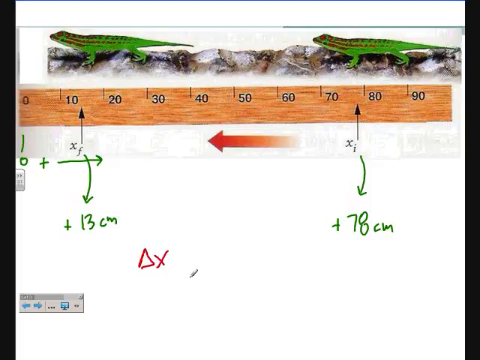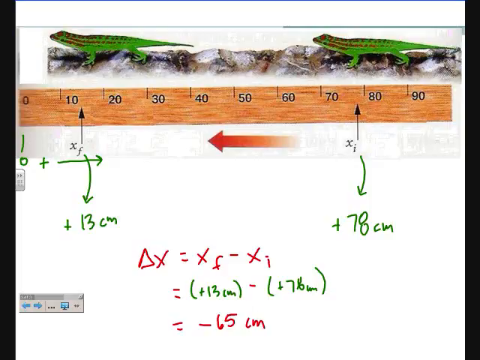Displacement we just talked about was the change in position: the final position minus the initial position. The final position in this case is positive 13 centimeters, minus the initial position in this case, which is positive 78 centimeters. You do a little math, and hopefully, if you do your math correctly, you end up with a negative number, negative 65 centimeters. Is that a problem?